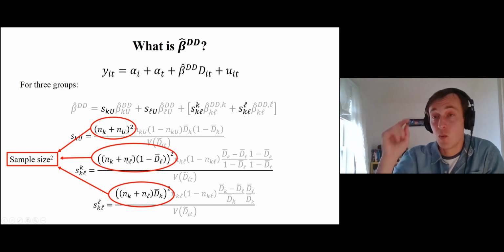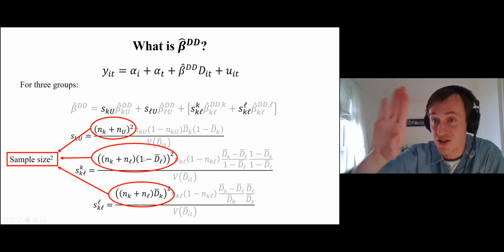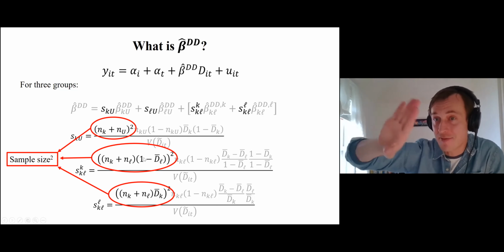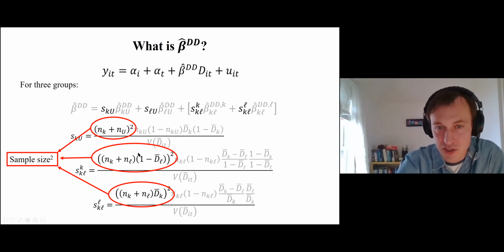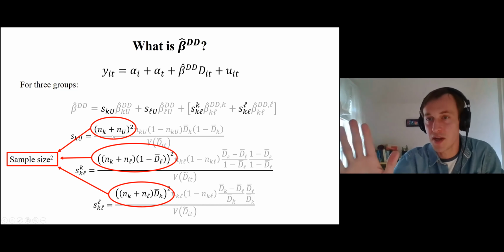But don't forget, when you compare the early to the late switcher, you're not using all the time periods. Okay, you're cutting off some of the data after group L is treated. You actually only use 1 minus D bar L of the time periods. Here, what D bar L means is this is the share of time periods that late units spend treated. So this expression inside the square is the share of observations in your data set that are getting used to calculate this particular 2x2 coefficient. And then the same thing down here, you're just using a different share. So the first part of the weights is sample size.